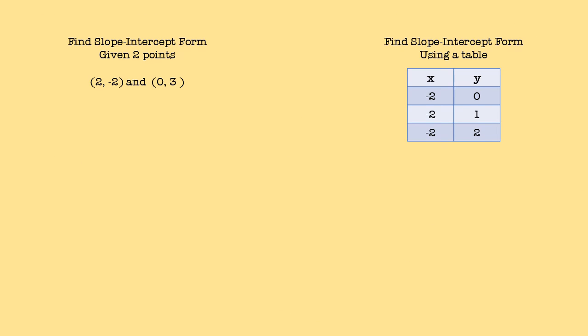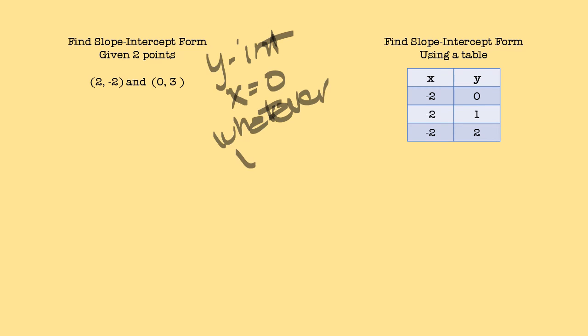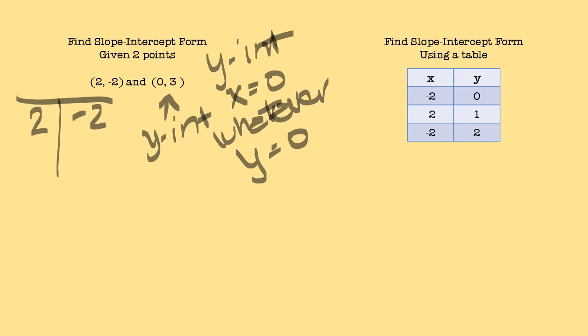So I just wanted to go over some additional examples where you don't need to do all the work. Okay, so our y-intercept basically is whatever y is equal to when x is equal to 0. Well, right here, that's a y-intercept. So this makes it so easy. All we have to do is find our slope. So we have 2 and negative 2, and we have 0 and 3. So here we're going up by plus 5, and here we're going down by negative 2.